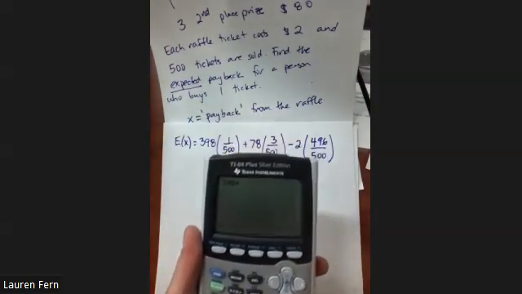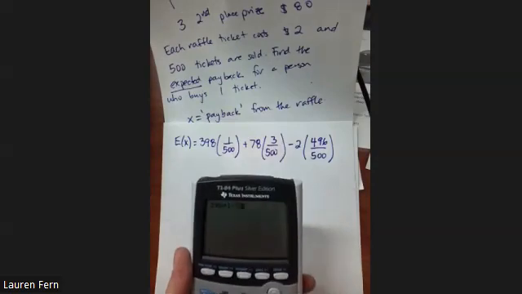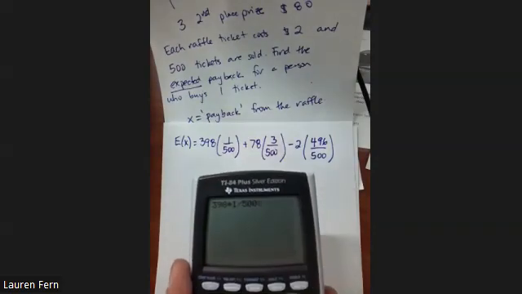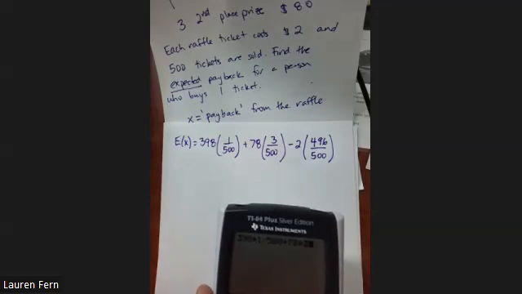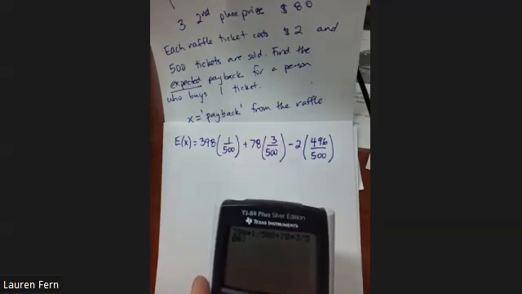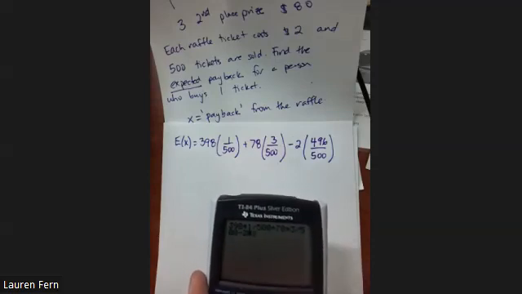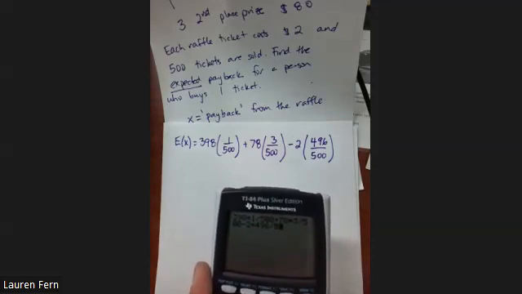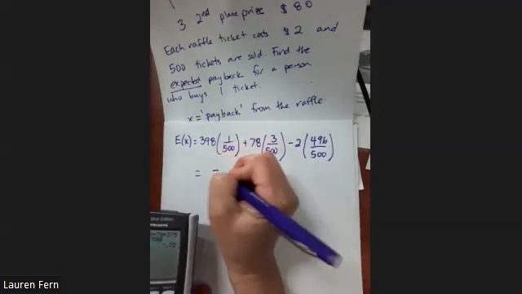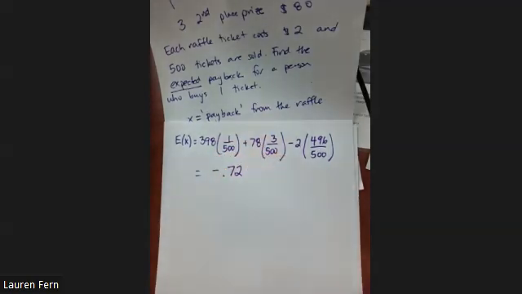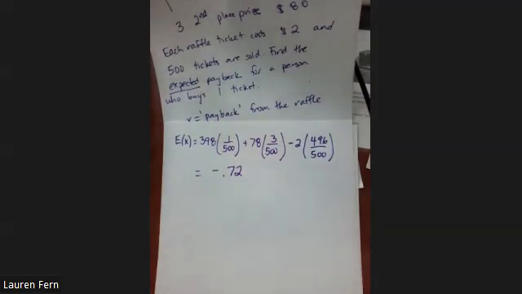398 times 1 divided by 500 plus 78 times 3 divided by 500 minus 2 times 496 divided by 500. And so on average, there's a loss of 72 cents.